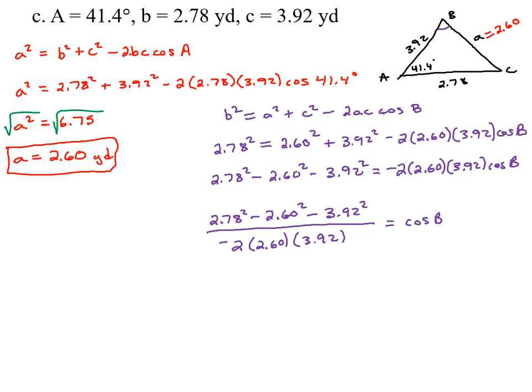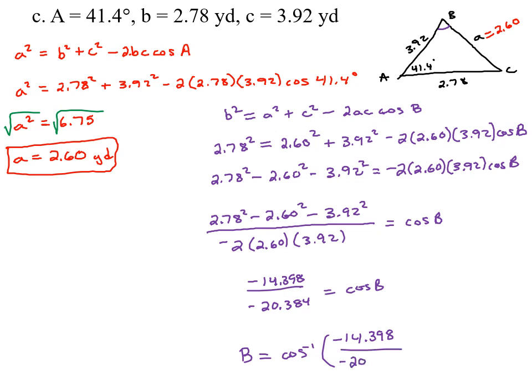So 2.78 squared minus 2.60 squared minus 3.92 squared. That top part is negative 14.398. The bottom part is negative 20.384. So I could say that B is actually cosine inverse of the negative 14.398 divided by the negative 20.384. And type that in the calculator.